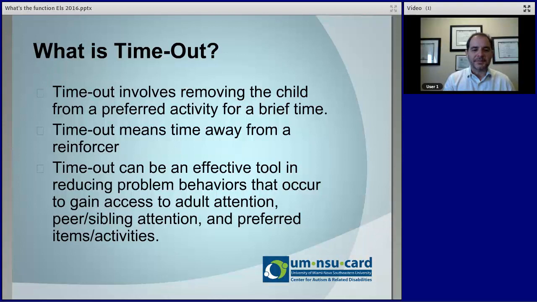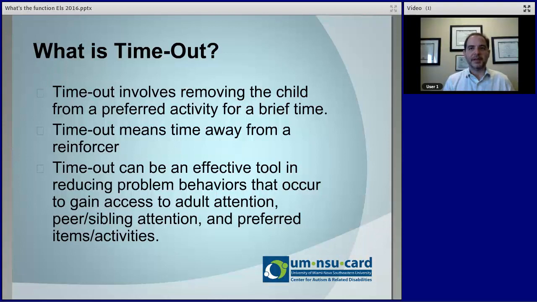Timeout only works if the environment you're being removed from is a very pleasant, desirable environment. If you're having a great time and we time you out for inappropriate behavior, it can be a really effective tool in reducing problems. That's assuming that the environment you're in is very reinforcing and that you want to be there. So it can be a very effective tool if we use it correctly. We can't use it for timing people out for engaging in problem behavior in environments that are not reinforcing.